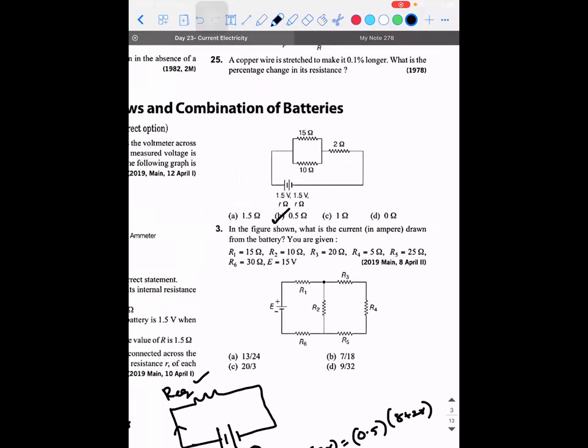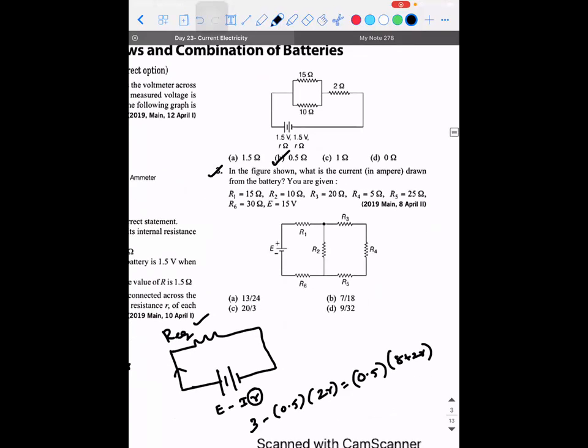So in the figure shown, what is the current drawn from the battery? Can you do it fast? What is the current drawn from the battery? I told you that you can solve this using Ohm's law also. I think this is an easy problem, right? Just find the equivalent resistance and apply V is equal to IR, you will get the answer.